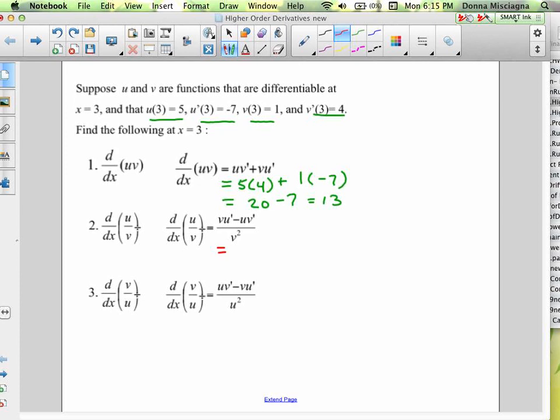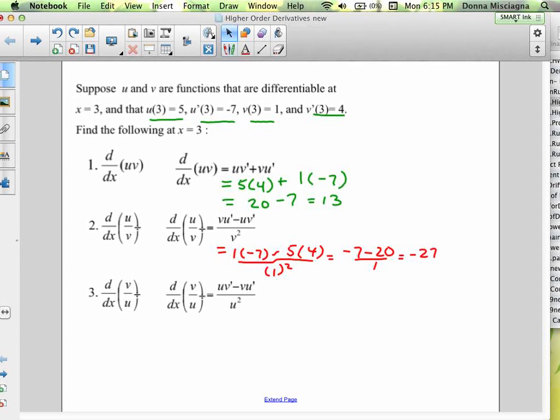So we have all the values we need. The value of the denominator when x is 3 is 1, times the derivative of the numerator, which is negative 7, minus the numerator, which is 5, times the derivative of the denominator, which is 4, all over the denominator squared. So v of 3 is 1, so we have 1 squared. So that's going to be negative 7 minus 20 divided by 1. That's negative 27.